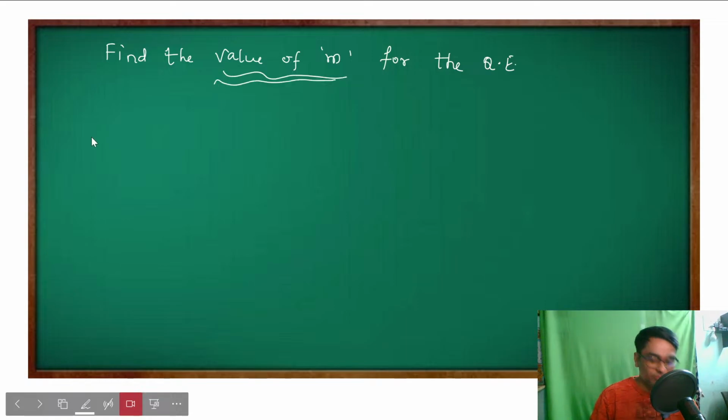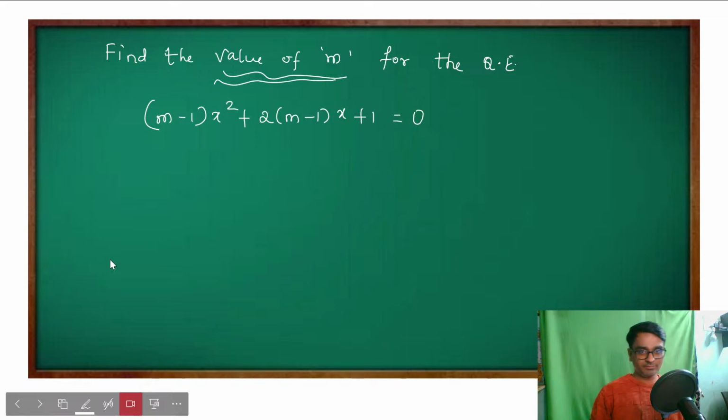See, such types of questions are very important. So what they have given you: this is the quadratic equation, (m minus 1)x square plus 2(m minus 1)x plus 1 is equal to 0. This is the quadratic equation you are given. Okay, it has two real and equal roots.